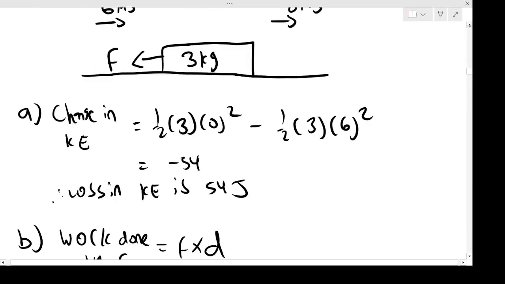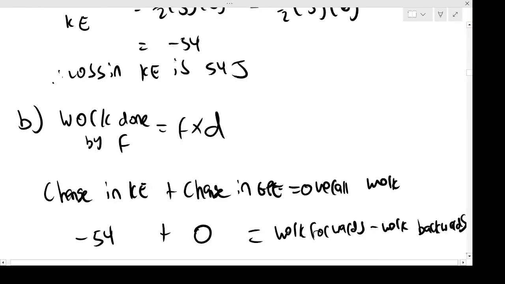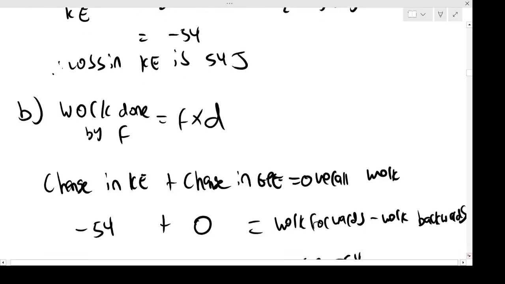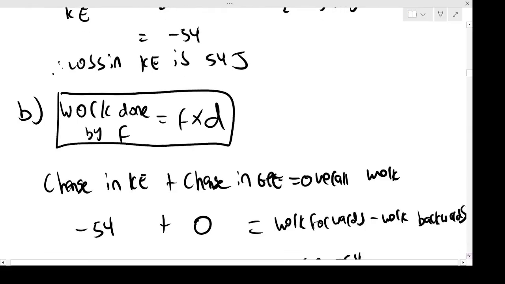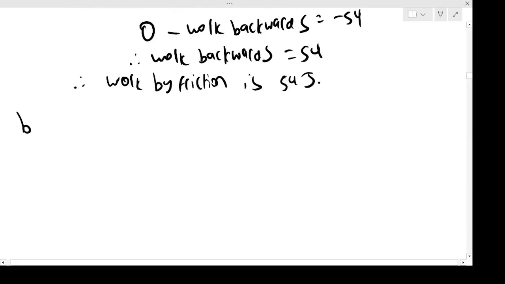Then in part C, it's asking me to calculate the distance AB. So in other words, it starts at point A and ends at point B, so it wants the distance travelled. So that's going to link into this work done formula, the force times distance, right? Because now we know what the work done is by the friction.